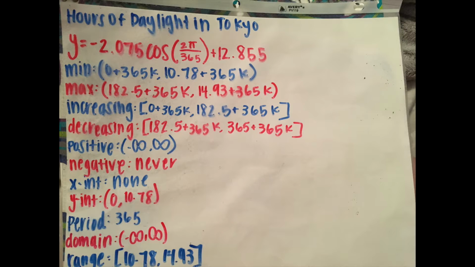I got my y-intercept to be (0, 10.78), which is because on the day when the graph starts, day 0, is a day where there's the smallest number of daylight hours. I got the domain of my graph to be from negative infinity to infinity, since the graph repeats over and over without any restrictions on the x values. Finally, I got the range of my graph to be from bracket 10.78, comma 14.93 bracket. These values were found using the y value from the max and the min of my graphs.